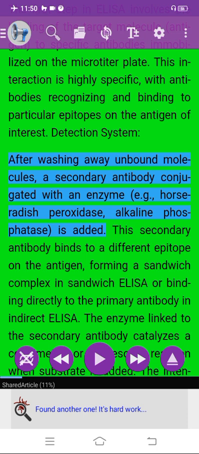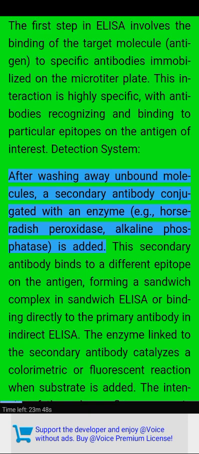Detection system. After washing away unbound molecules, a secondary antibody conjugated with an enzyme, e.g., horseradish peroxidase, alkaline phosphatase, is added. This secondary antibody binds to a different epitope on the antigen, forming a sandwich complex in sandwich ELISA or binding directly to the primary antibody in indirect ELISA.